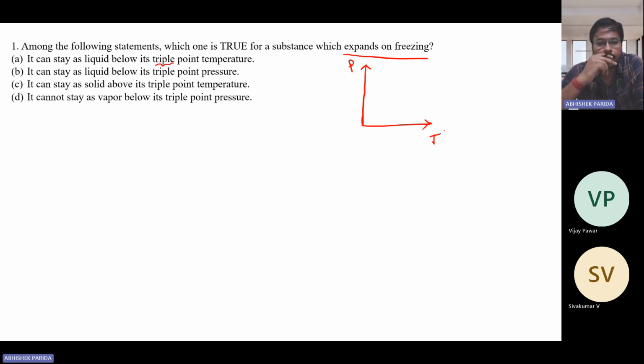Okay. And I'm giving you a few minutes. Try to make the P versus T diagrams in your copy and try to answer this question.